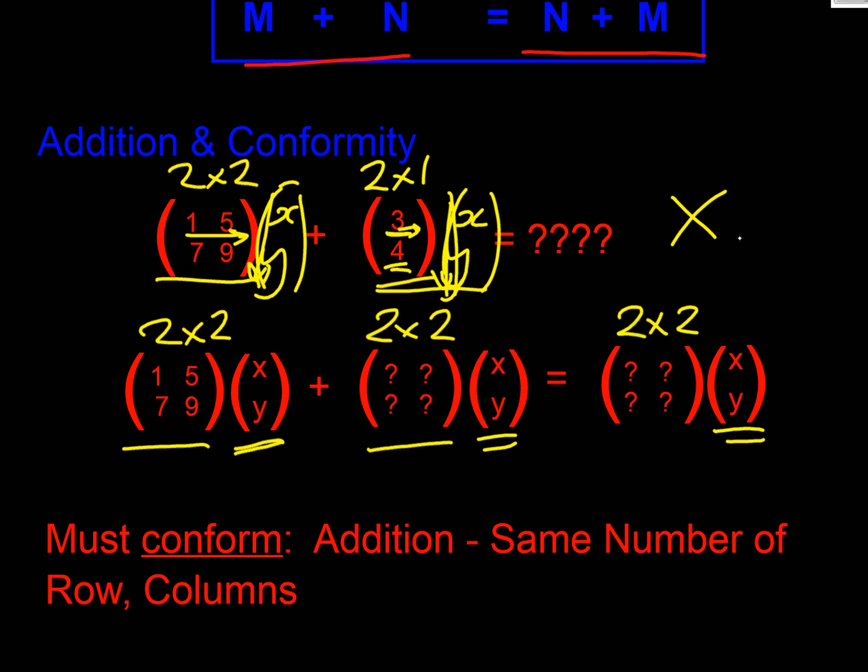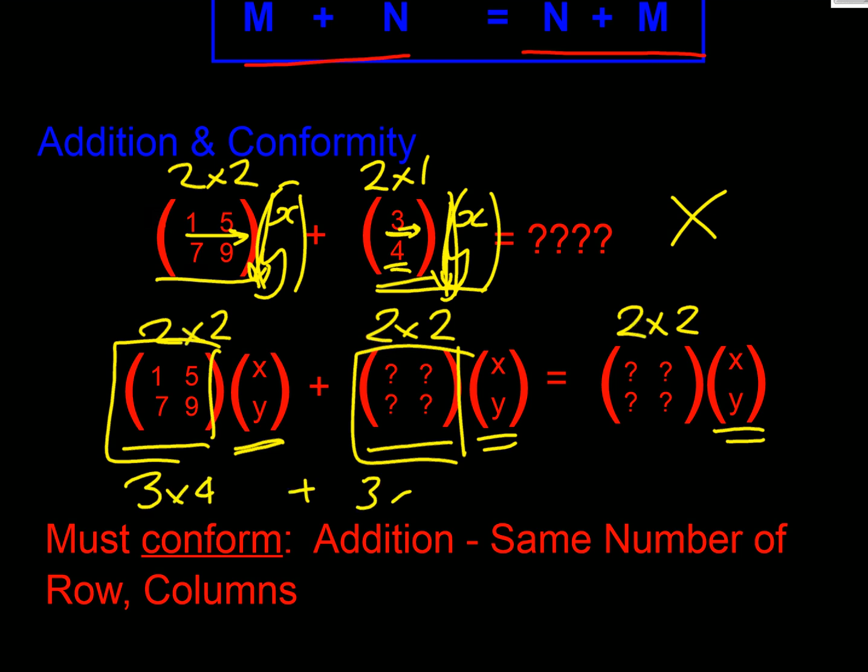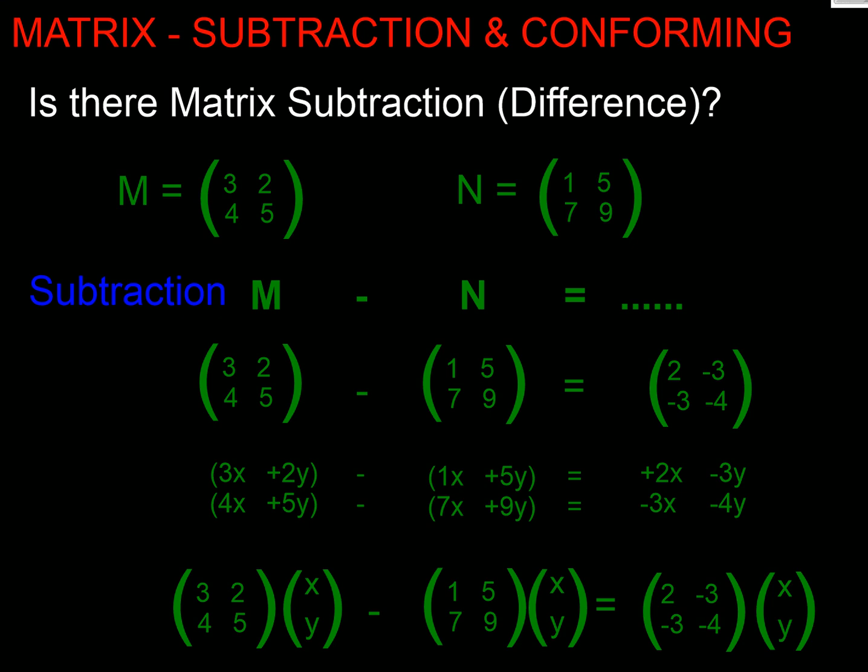So to do addition, we have to have the same number of rows and columns in all our matrices. Yeah, I can add a 2 by 3 to a 2 by 3. I can add a 3 by 4 to a 3 by 4, but I can't add them if they haven't got the same dimensions. Okay, let's have a look at subtraction.